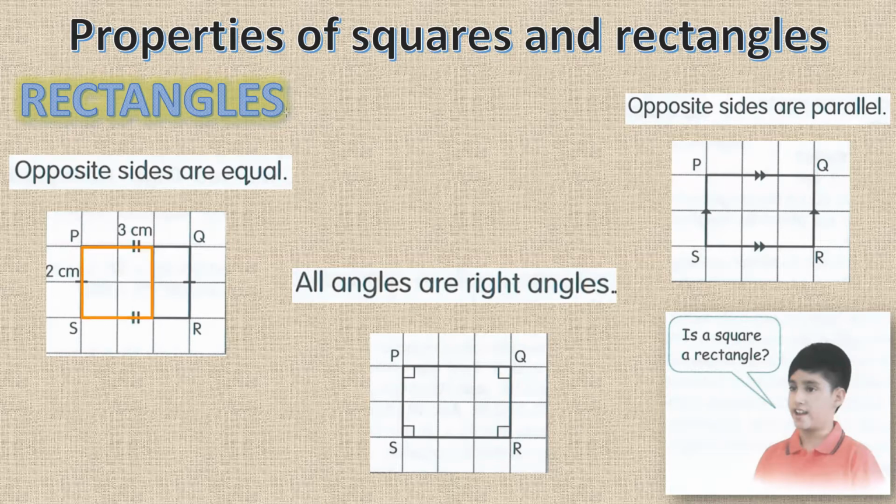As you can see, opposite sides of the squares are equal. So we can say that the square is also a rectangle. But we cannot call a rectangle a square because the property of a square is all sides are equal. But for the rectangle, opposite sides are equal.